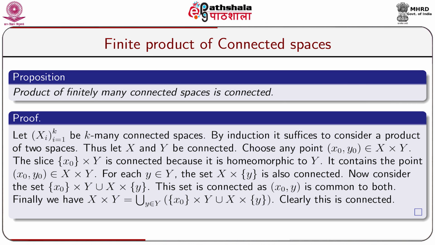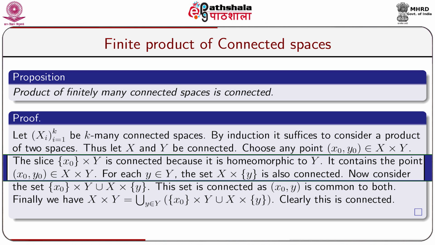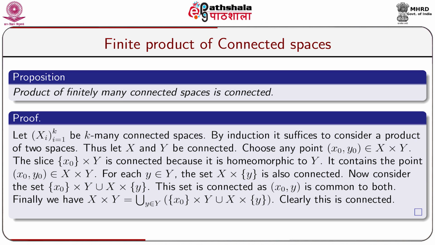For this, let us choose a point (x0, y0) belongs to X cross Y, where X and Y are two connected topological spaces. Then let us consider the singleton set {x0} Cartesian product Y. This is homeomorphic with the space Y and hence connected. Now, let us choose a point y belongs to capital Y. Then X Cartesian product the singleton set {y} is also connected because it is homeomorphic with the topological space X, and X is connected.